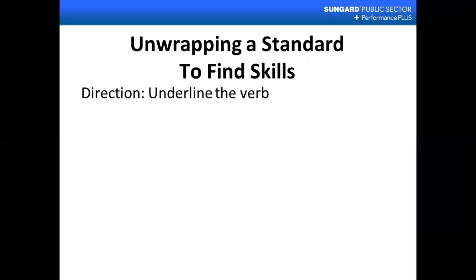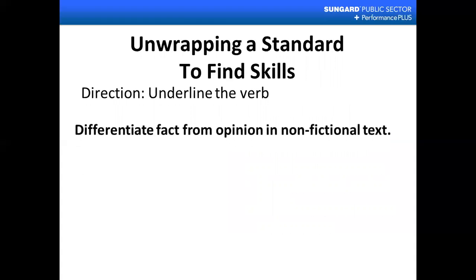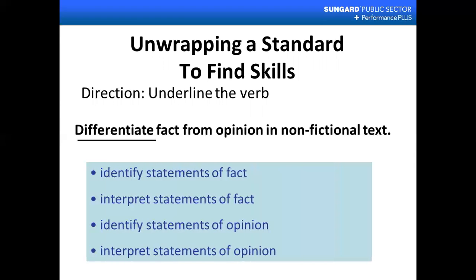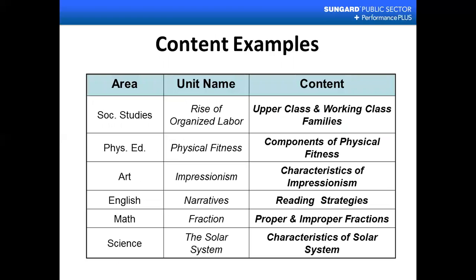We can also unwrap standards to find the skills. Our skills are our verbs. Once again, looking at the same standard, we can differentiate would be our skill. How do we do that? By identifying statements of fact, interpreting statements of fact, identifying statements of opinion, and interpreting statements of opinion. Our content tells what the students will know when proficient, focuses on specific knowledge, is written as a noun or a noun phrase, and clarifies what the student should know.